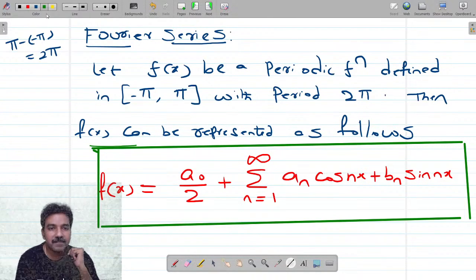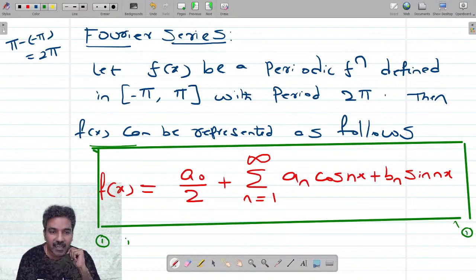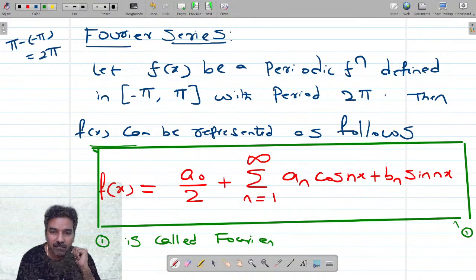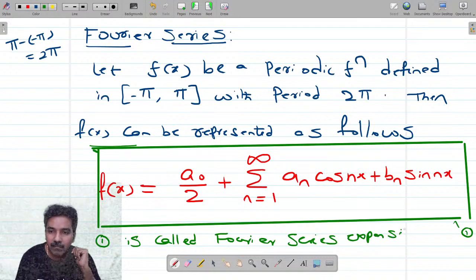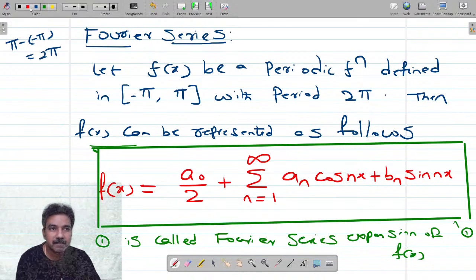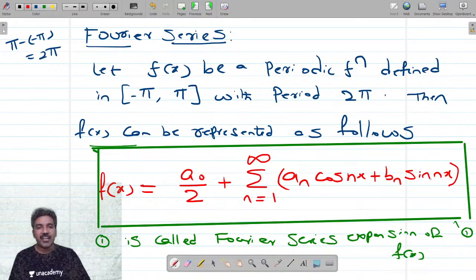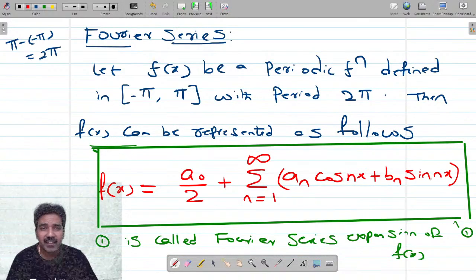Now this is called equation 1. This equation 1 is called the Fourier series expansion of f of x. Now let us see what is a naught, what is an, what is bn. See here, f of x has been represented as a linear combination of both sine and cos.